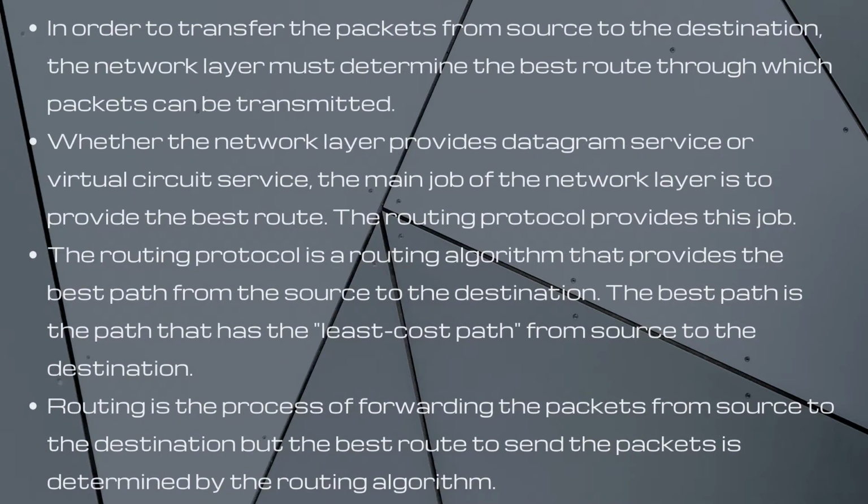Whether the network layer provides datagram service or virtual circuit service, the main job of the network layer is to provide the best route. The routing protocol provides this job. The routing protocol is a routing algorithm that provides the best path from the source to the destination. The best path is the path that has the least cost path from source to the destination. Routing is the process of forwarding the packets from source to the destination, but the best route to send the packets is determined by the routing algorithm.